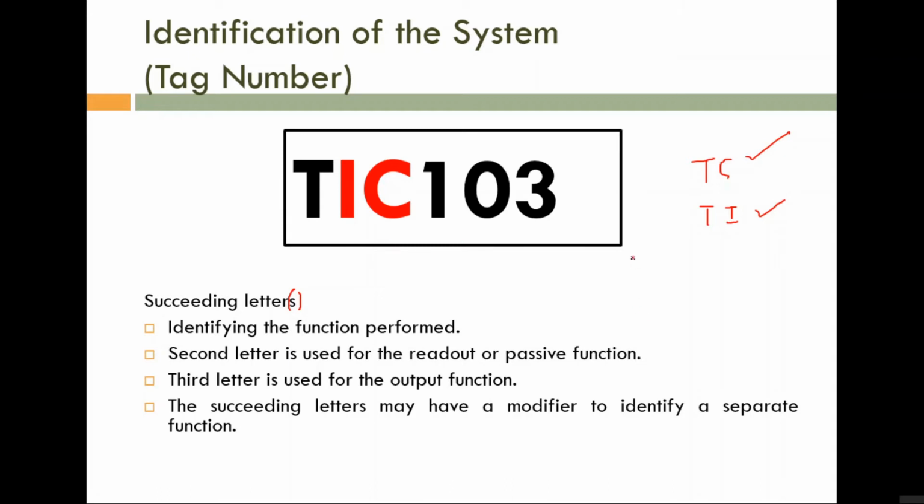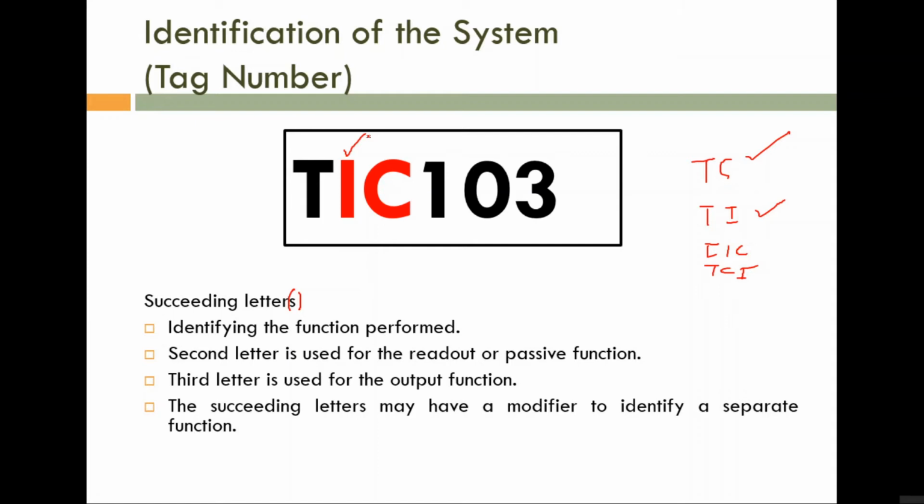But TIC means it is used for indication and control. We can write TCI. Why? If you have two succeeding letters, then there is a priority. If you have two letters, then the second letter is used. That is here I. The second letter is used to identify the readout function. Readout means indication. That one is a readout function.